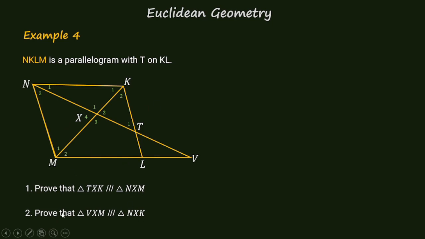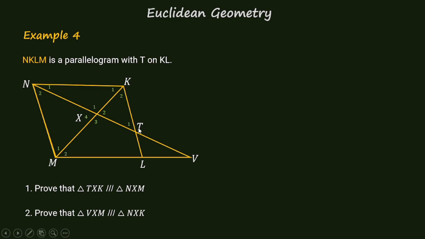Now the first problem wants us to prove that triangle TXK is similar to triangle NXM. So if you look at the two triangles, they are the same shape even though they are not the same size. Now we are required to prove that the two triangles are similar.